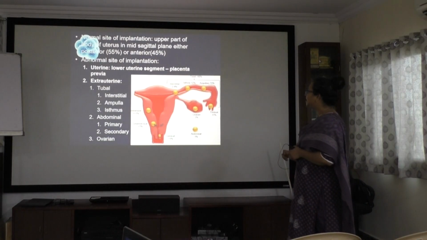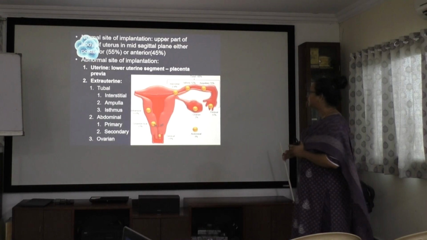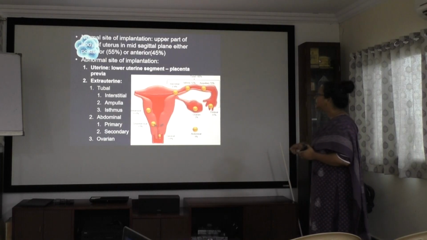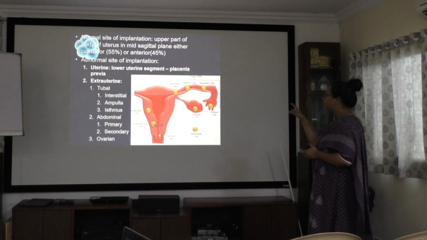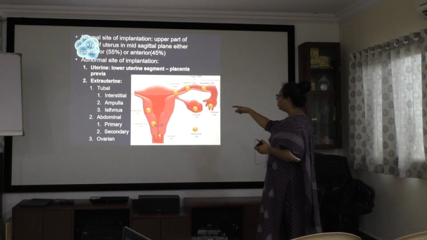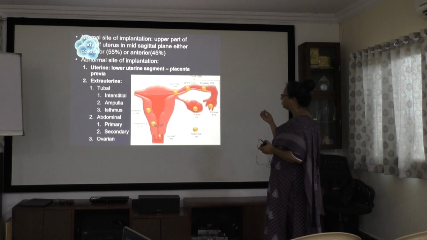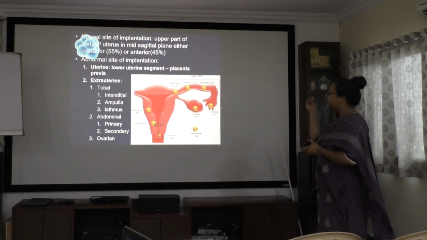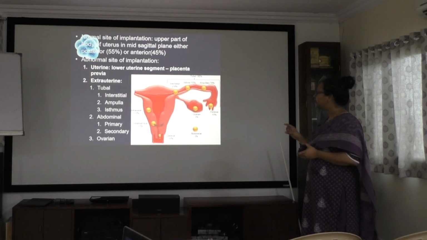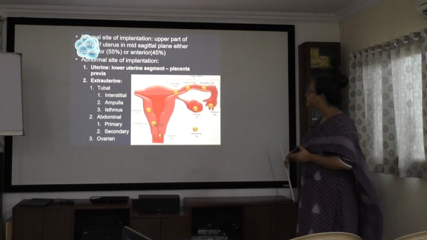Normal site of implantation is the upper part of the body of the uterus in the mid sagittal plane, either posterior, which is more common than the anterior. Abnormal sites may include the uterine cavity, cornual, or the placenta. When implantation occurs in the uterine cavity at a site other than the normal site, that may result in placenta previa, like in the lower segment.